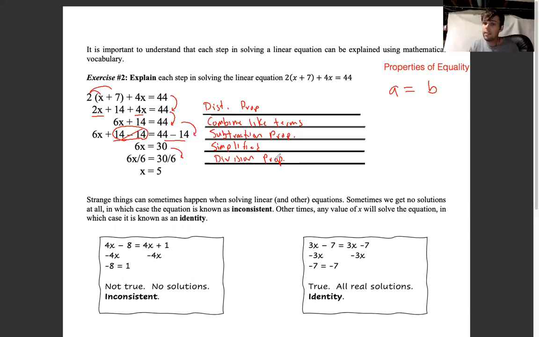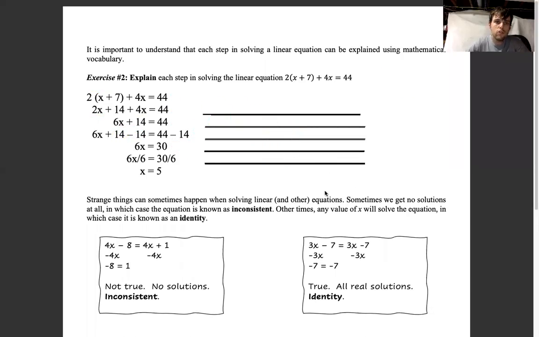It's not strictly necessary, obviously, when you're solving an equation, but we do need to make sure we understand there are reasons we're allowed to do what we're allowed to do, and reasons that we're not allowed to do some things. All right, let's go ahead and move down.